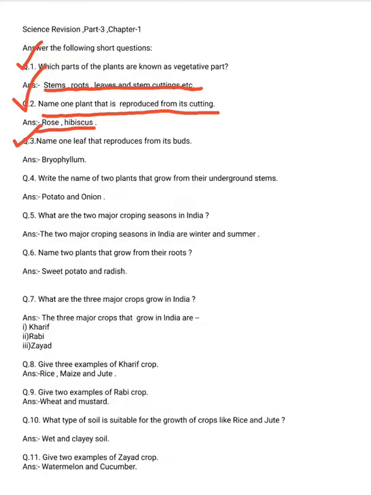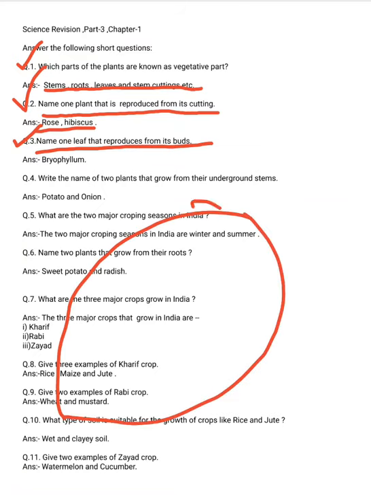Question number 3. Name one leaf that reproduces from its buds. Buds means, dear students, you know that Bryophyllum leaves have buds on the margins of the leaf, right? These buds grow into new plants. So the one leaf that reproduces from its buds is Bryophyllum.